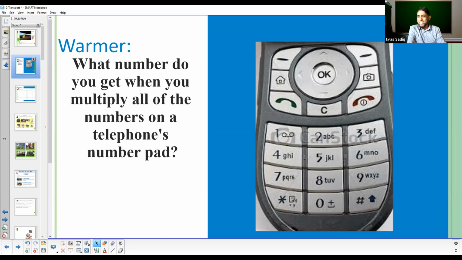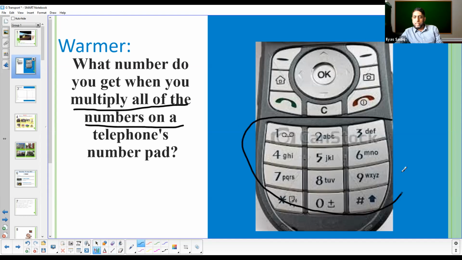So the question is there. Don't give your answer yet, even if you got it. What number do you get when you multiply all of the telephone pad numbers? This is here. If you multiply all these numbers, what number would you get? This is the question. Okay, you have 30 seconds. Your time starts now.